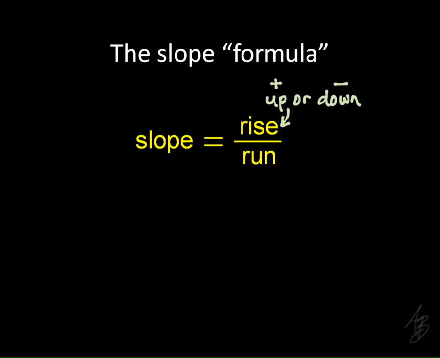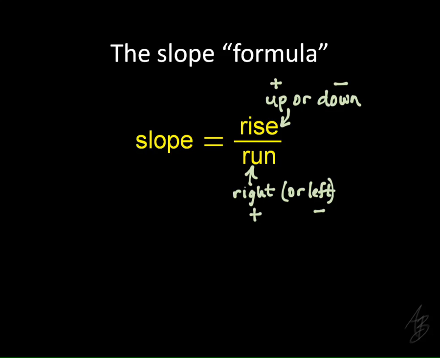The run, then, is going to tell us what? Right or left. And I'm going to put the "or left" in parentheses, because if we can avoid it, we don't want to go to the left. We want to go to the right whenever we can. So which way is going to be positive for our run? Right is positive, left is negative, just like on the x-axis, right?